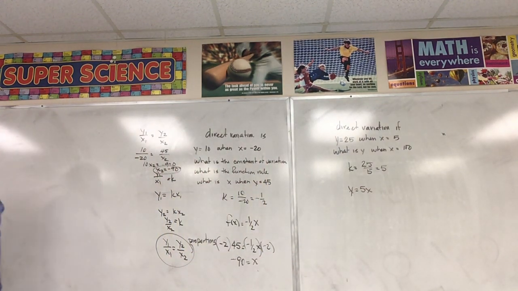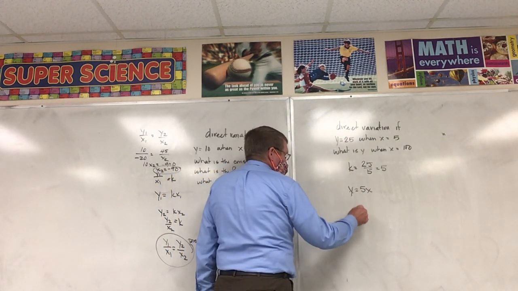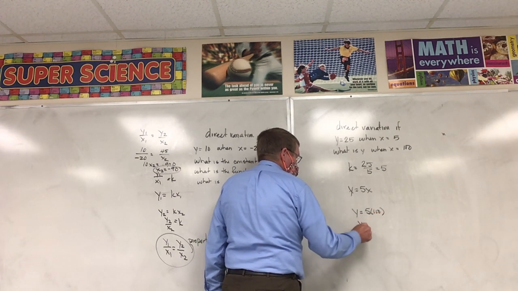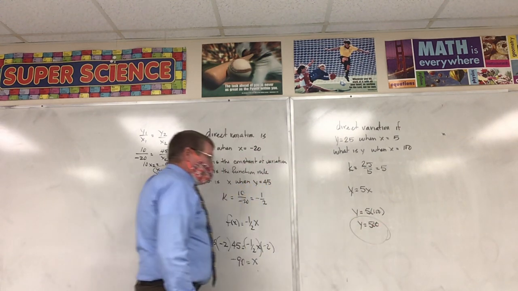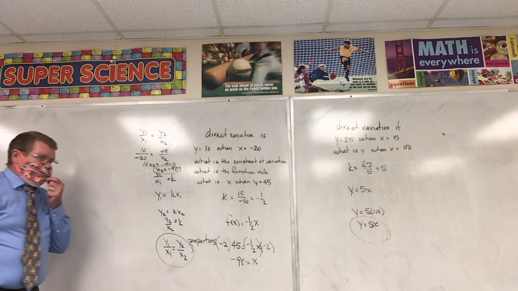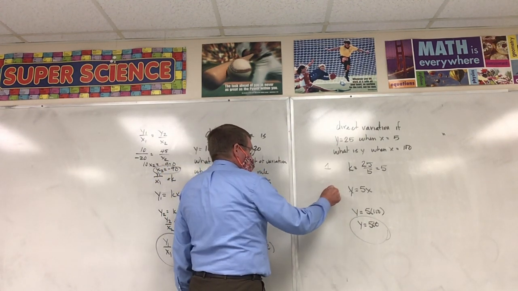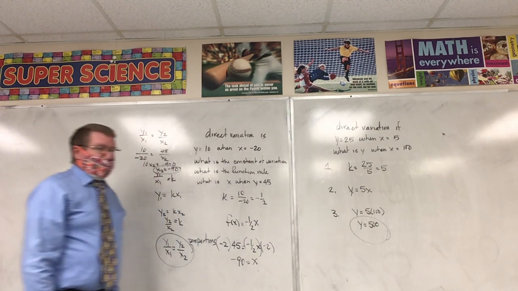Then what do they ask me to find? y when x equals 100. I get y equals 500. So using direct variation, there's 3 steps: 1, 2, 3.